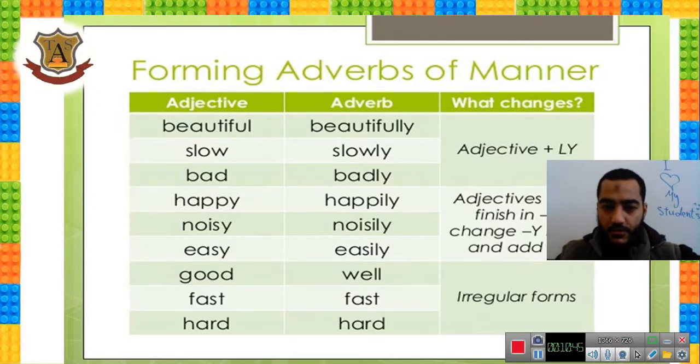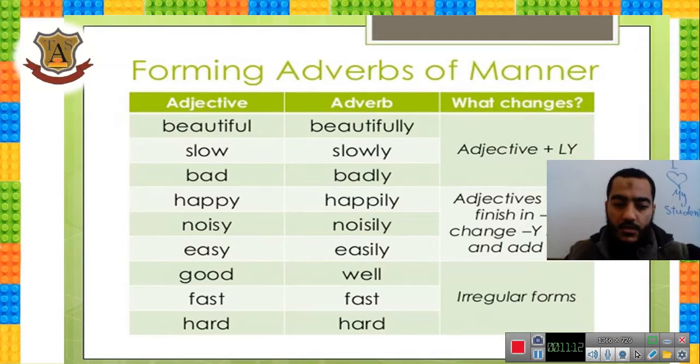We have three kinds of adverbs. Adverb will just add ly to the adjective, and an adverb that ends with y, and before y is a consonant, must be a consonant, we change y to i and then ly. We have good, fast, hard. They are irregular forms of adverbs. Good becomes well, fast becomes fast, hard becomes hard. Okay, very good. Let's continue.